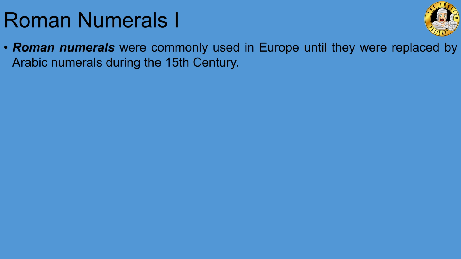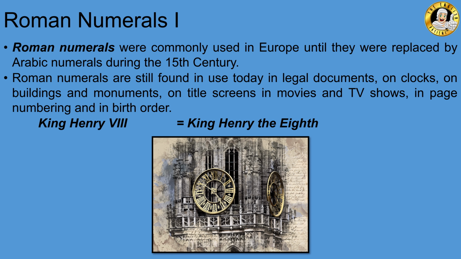Let's move on to Roman numerals. Now, Roman numerals were commonly used in Europe until they were replaced by the Arabic numerals, which are now commonly used, but this occurred in about the 15th century or so. Roman numerals are still found in use today in legal documents, on clocks, on buildings and monuments, on title screens in movies and TV shows, and in page numbering and birth order.